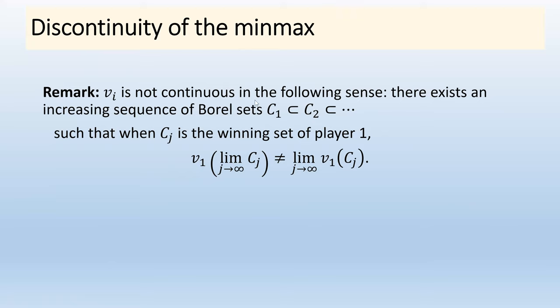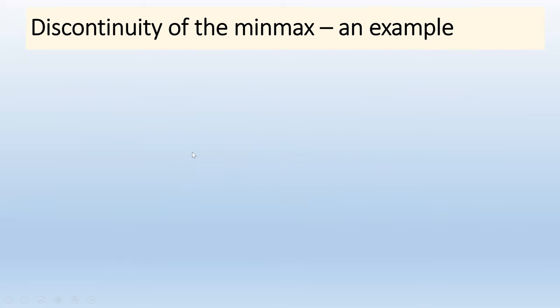There exists an increasing sequence of Borel sets, C1 is a subset of C2, is a subset of C3, and so on, such that when Cj is the winning set of player one, the min-max of the limit set is not equal to the limit of the min-max. We denote the min-max by V, by small v, okay? To convince you of that, I will show you an example.